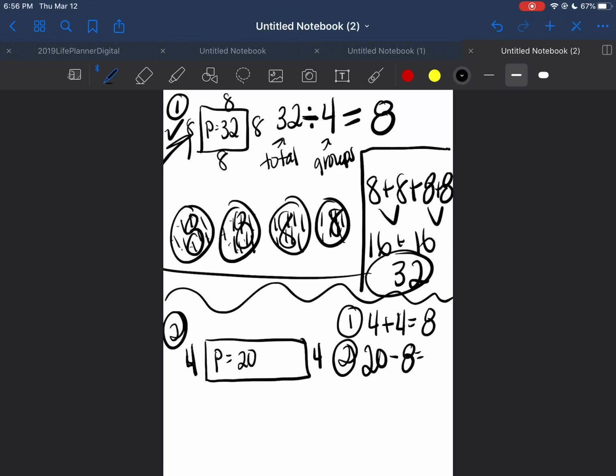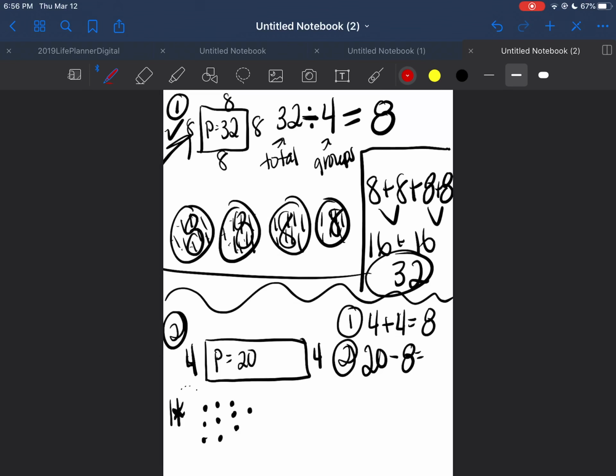Now I'm going to come over here and use a strategy. 2 10s, 0 1s. What do I always take away first? That's right, my 1s. I'm taking away 8 1s. Do I have enough? No, I don't have any. So I'm going to come next door and regroup. I'm going to take 10 ones next door. 1, 2, 3, 4, 5, 6, 7, 8, 9, 10. Because we know 10 ones make a 10.